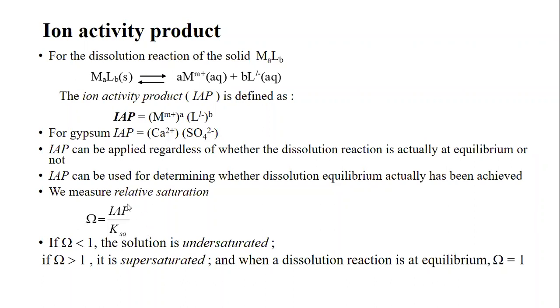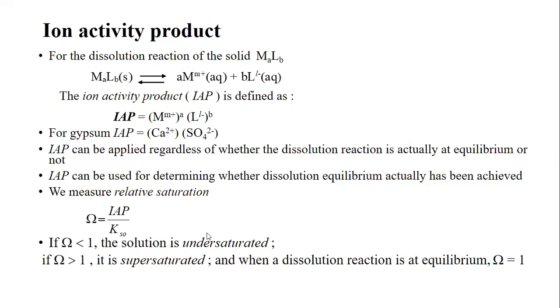If omega is less than 1, if we divided IAP over K and we obtain a value less than 1, what does that mean? That we say the solution is undersaturated. What does it mean? If this value is smaller than K, that means we do not have enough calcium and sulfate to give you equilibrium. We have them both, but we don't have enough for this compound to start precipitating. We do not have equilibrium. So we say this solution is undersaturated. It did not reach the saturation or precipitation point.